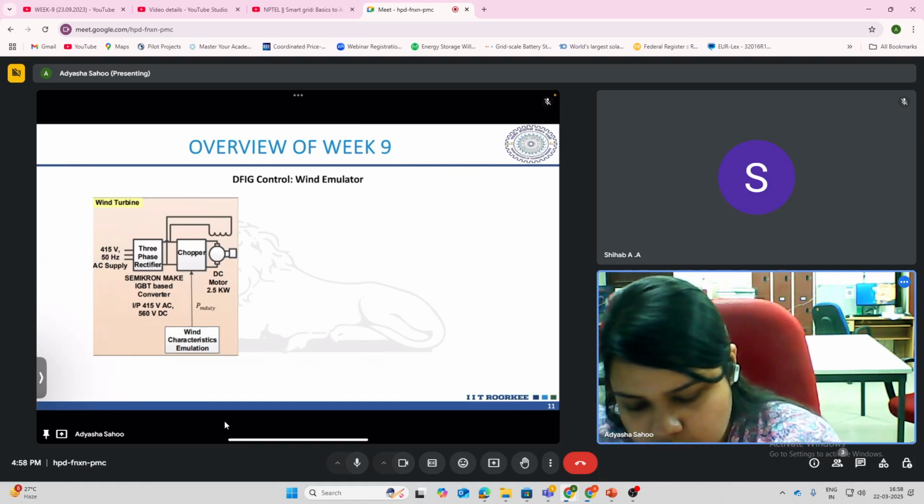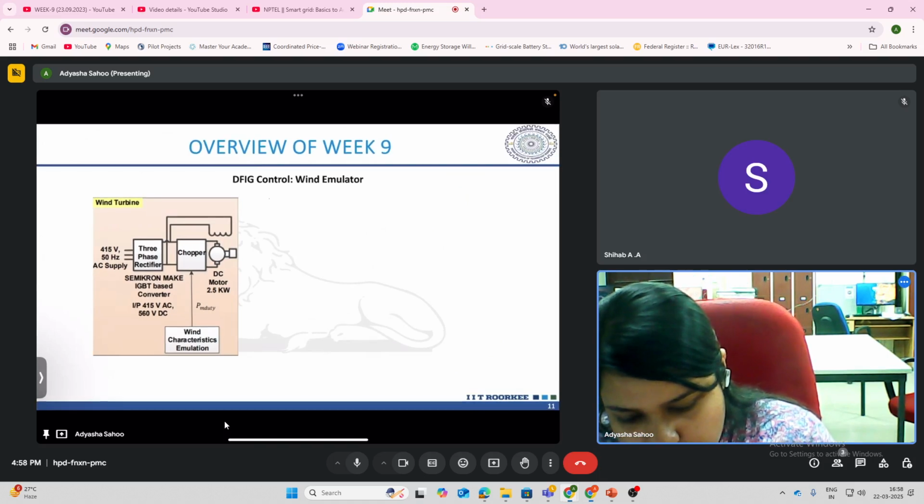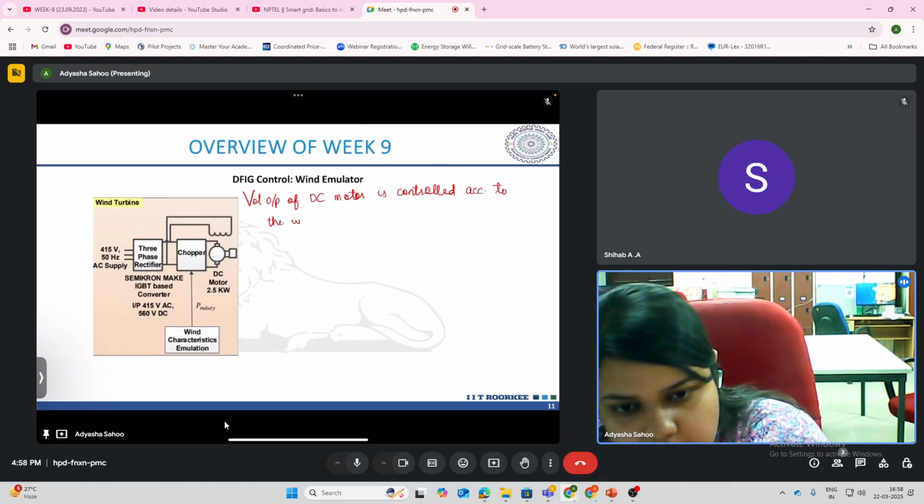So the output voltage of the DC motor is controlled according to the wind characteristics.